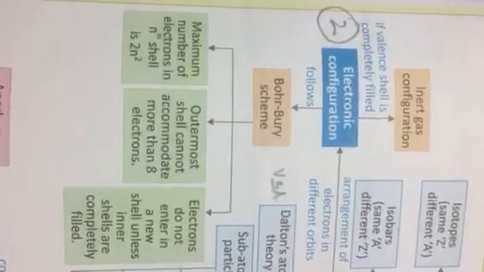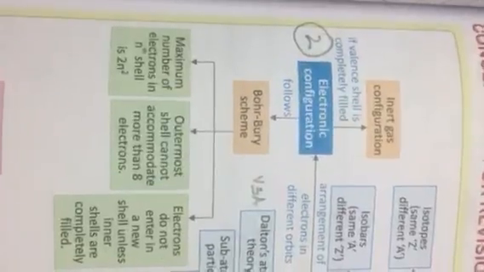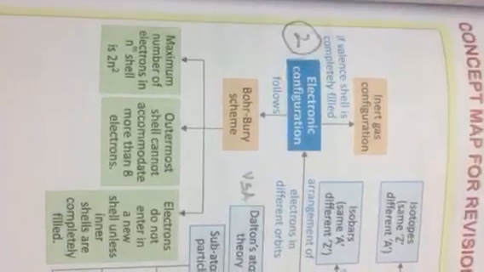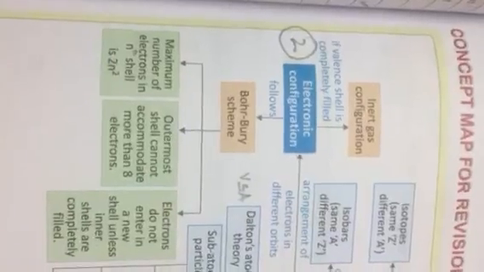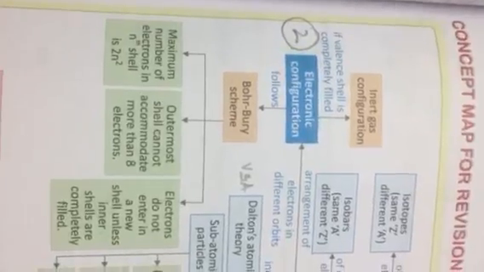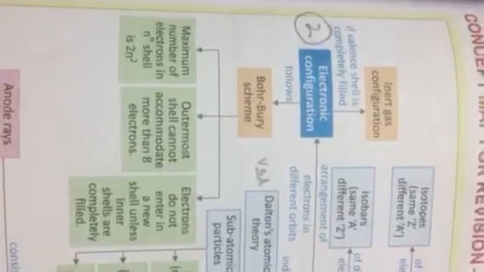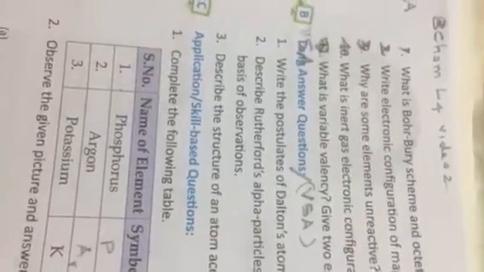What you studied in the lower classes is the outermost shell of an element is the valence shell. That valence shell determines the valency. That is what you have studied. Now you have to recall that point and note down these 3 points for question number 1. Like that, you figure it out and try to write the answer.